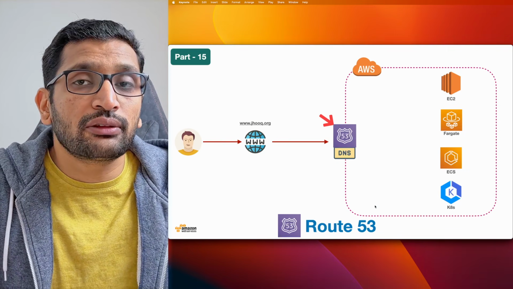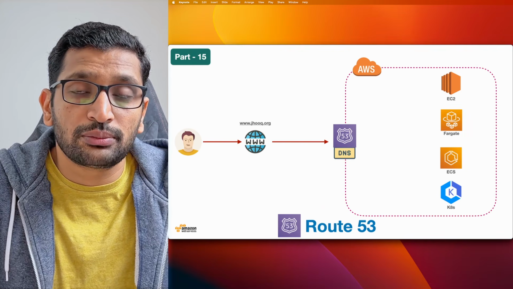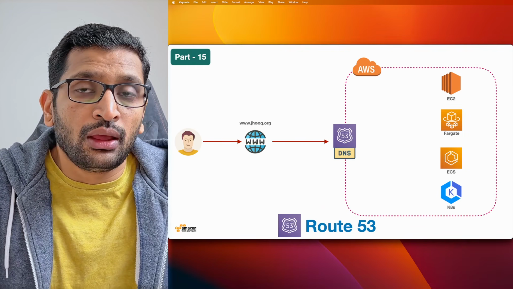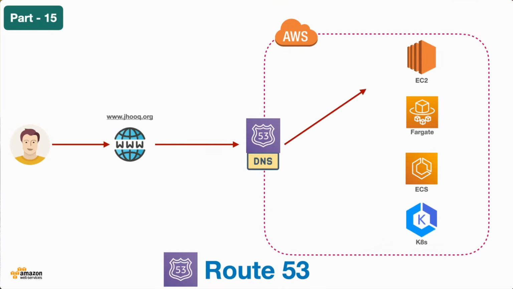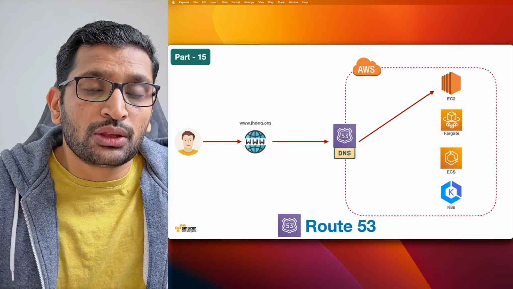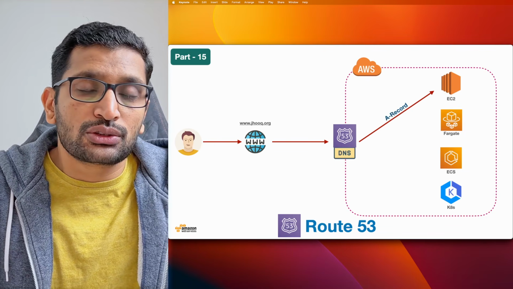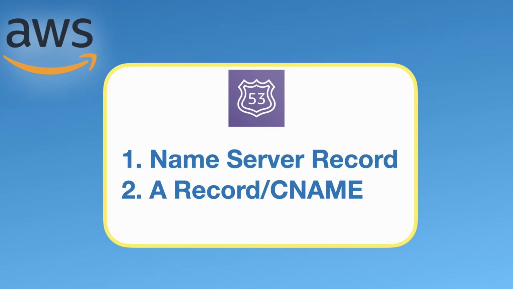As soon as the request lands on Route 53, it tries to resolve that request based on the name server settings. Once it resolves the request, it is forwarded to a particular resource which has been configured in our AWS environment. That request forwarding happens with the A record. So we configure two things in Route 53: name server records for resolving the domain, and then the A record or a CNAME record for forwarding the request to the particular resource.